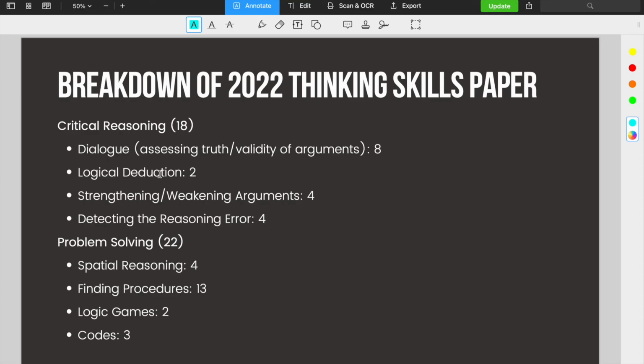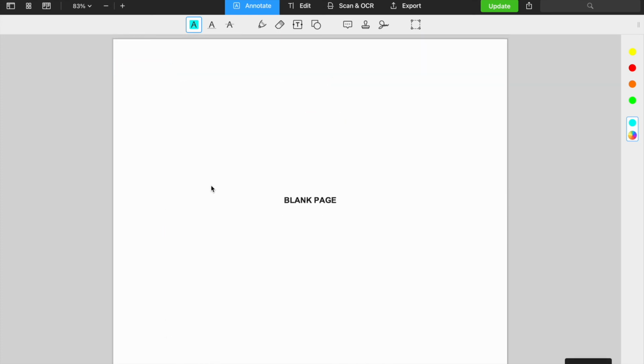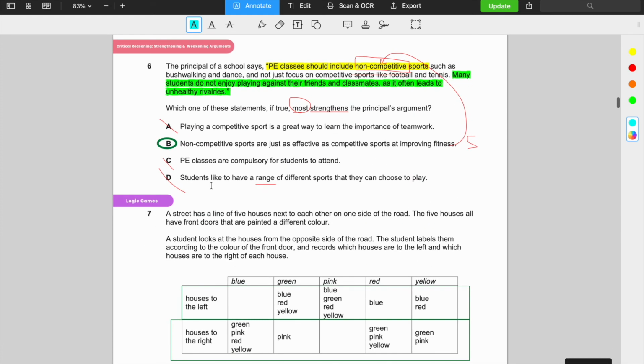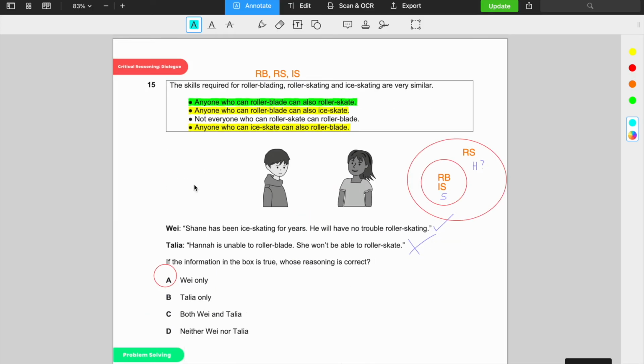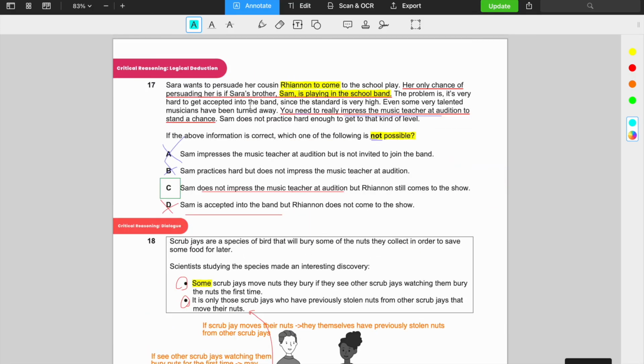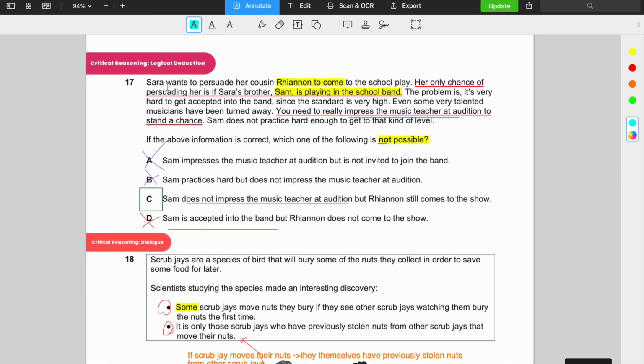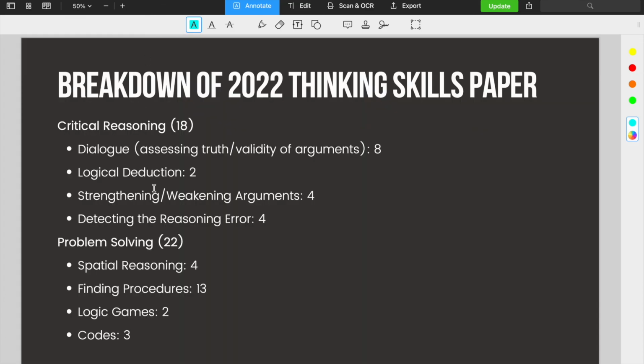Logical deduction, so again, they're all kind of similar, but by logical deduction, I just mean which of the following must be true, right? So I would have categorized them by these labels as we've gone through the paper. So for example, this question, which of the following is not possible? That's a logical deduction question. Strengthening, weakening arguments, right, you guys know the gist. Detecting the reasoning error, there were 4 questions there. Okay, so that's the distribution for critical reasoning.